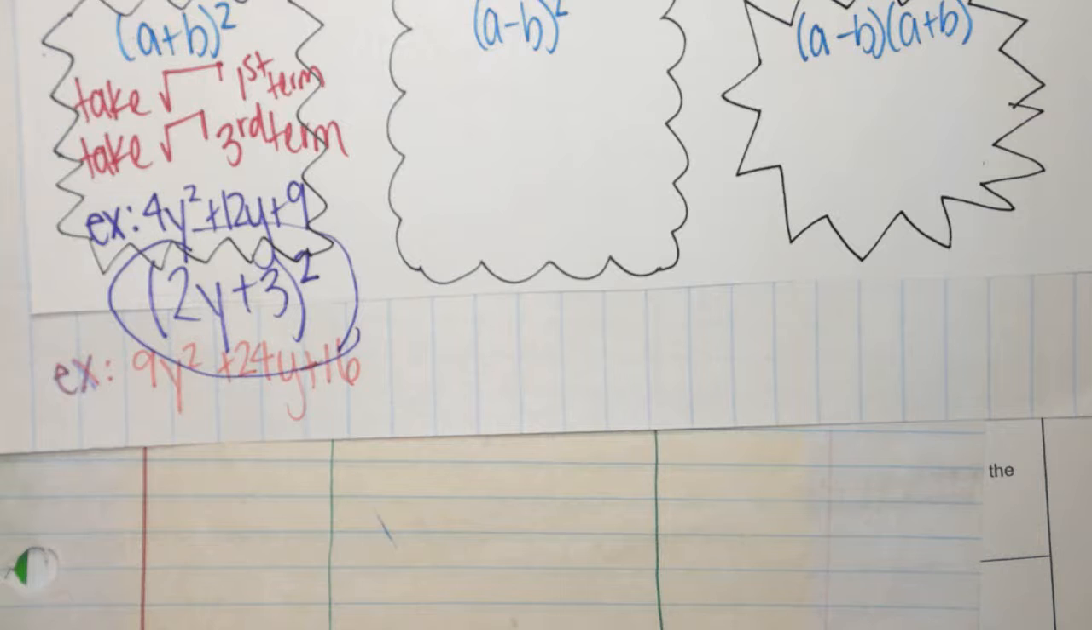Alright, 9y squared plus 24y plus 16. Do y'all want to do this together or without me? Okay, how about I give you a minute, and if you feel confident, try it without me. If you want to wait. Okay. Plus 24y? Yes, plus 24y plus 16.